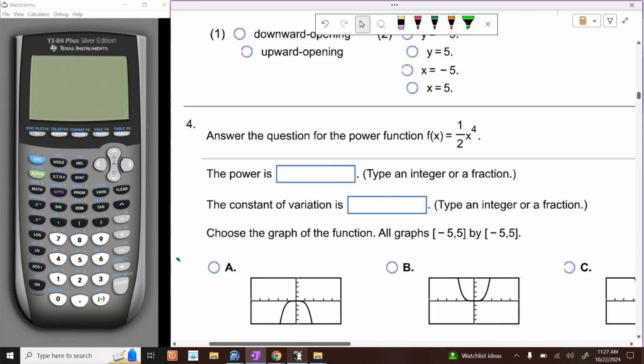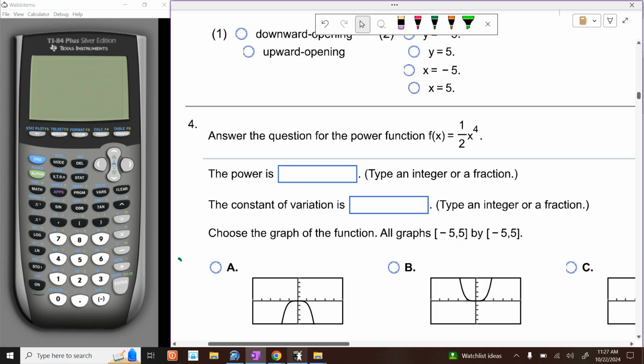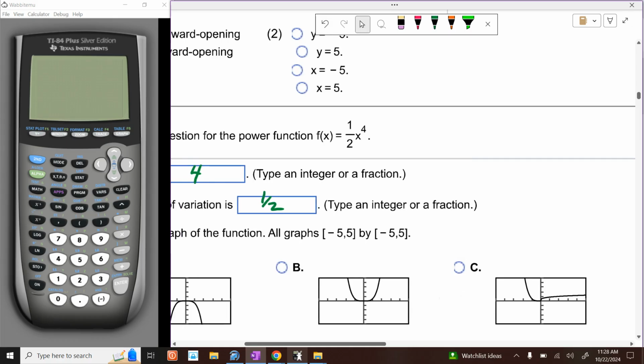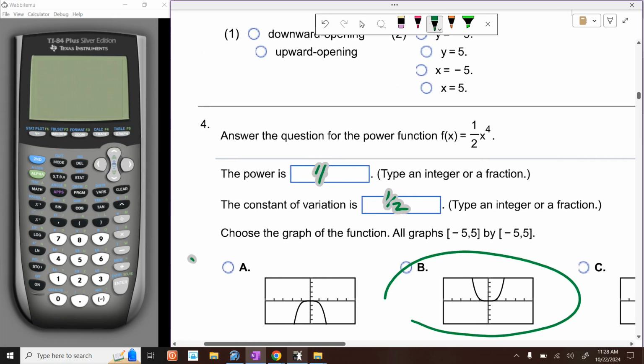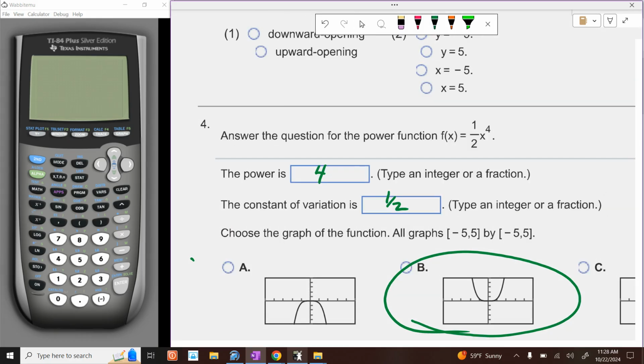All right, so we have the power function 1/2 x to the 4th power. What's the power? 4. What's the constant of variation? 1/2. Okay? So should it open up or down? Up. And so it should be kind of wide. It should be like b, 1/2 x to the 4th power. Because the higher the power, kind of the wider it is.